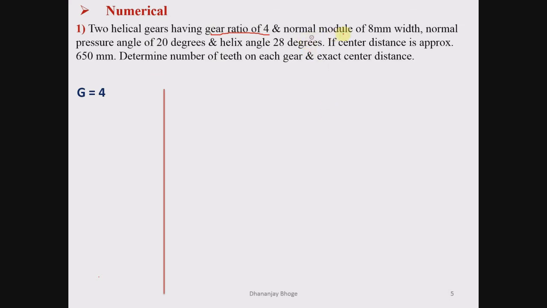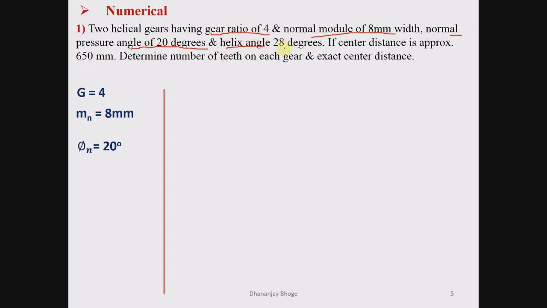Normal module of 8 millimeters. So MN is equals to 8 millimeters. Normal pressure angle of 20 degrees. Normal pressure angle phi n, correct? Pressure angle measured in normal plane is indicated by phi n. So phi n is equals to 20 degrees.